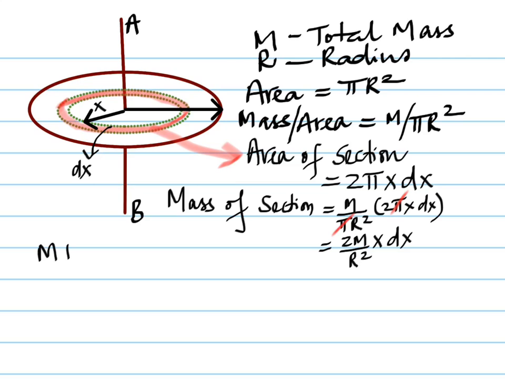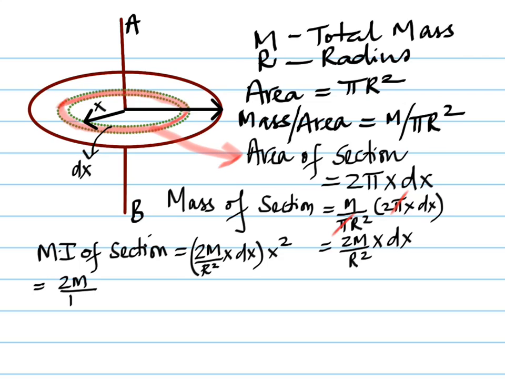Wouldn't that change this to x cubed? x squared times, all right. So you find the moment of inertia of the section. So that'll be the whole mass multiplied by the square of the distance, which is 2m by r squared x cubed dx. Now the joy of teaching math in physics, you see the application.